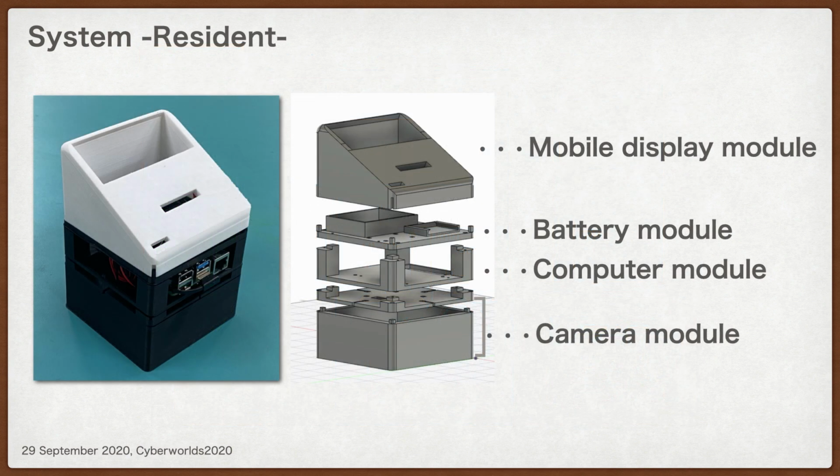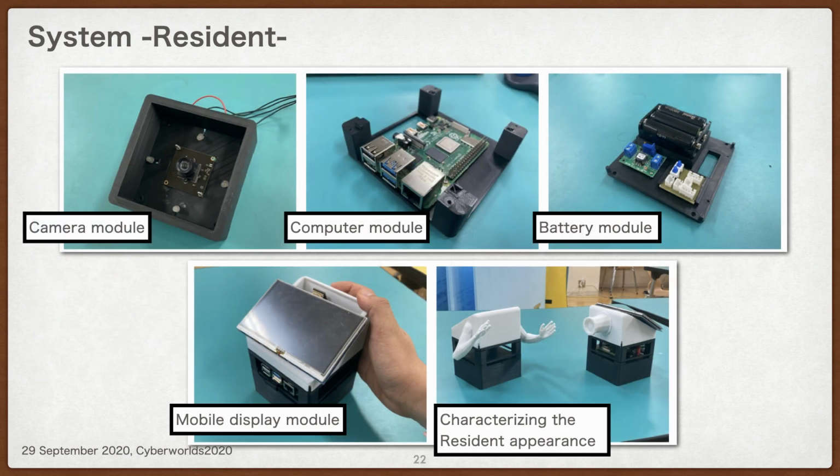The left image shows a general view of the resident, and the right image shows the details. The resident consists of a camera module, a computer module, a battery module, and a mobile display module. The photos illustrate the real modules. The camera module has a UVC camera to track the position and direction of the resident, and it has 4 LED lights to help the resident tracking.